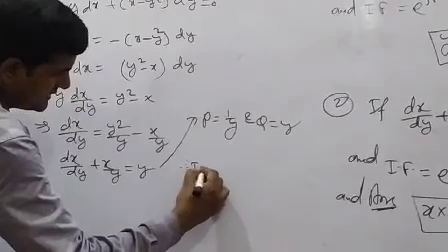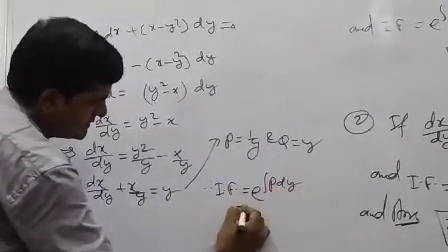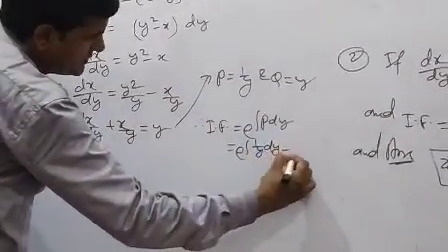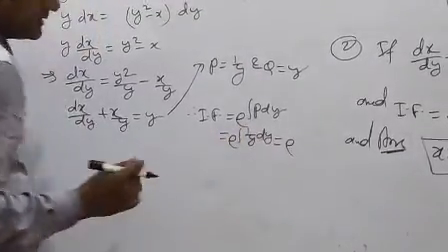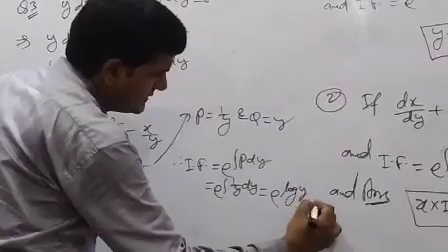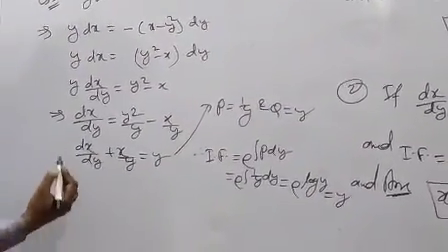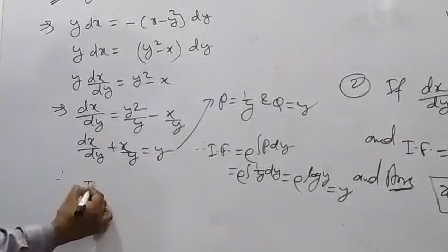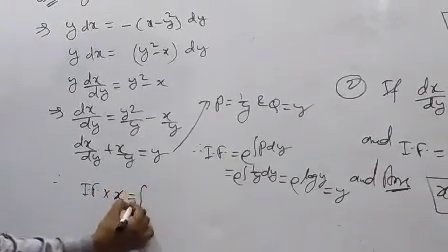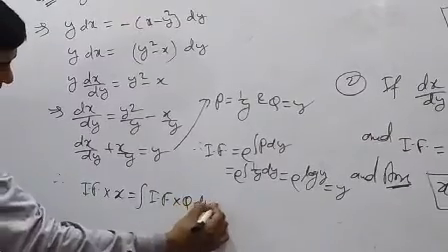Therefore, integrating factor e power integral p dy is equal to e power integral 1 by y dy, is equal to e power... What is the integration of 1 by y? 1 by y means log of y, that is y. Clear? Therefore, required answer is integrating factor into x is equal to integrating factor into q dy plus c.